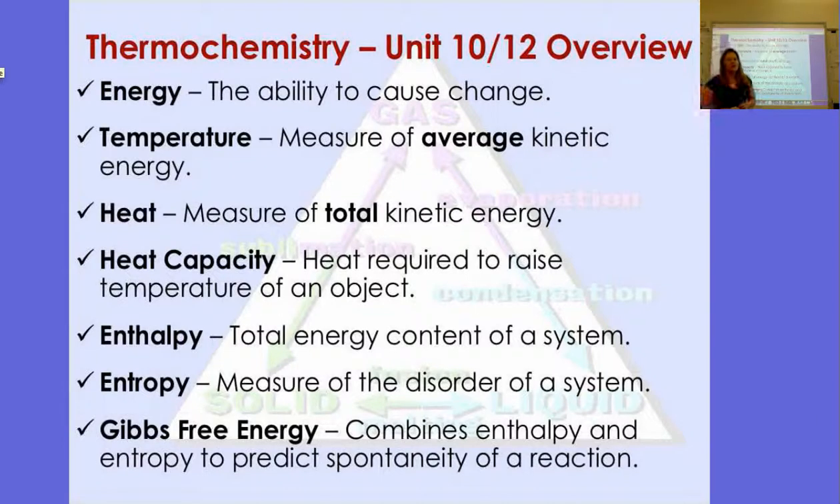So, thermochemistry. Here's our overview. We're going to be talking about energy, which is the ability to cause change. Temperature comes back, which measures average kinetic energy. Heat, slightly different from temperature, measures total kinetic energy. We'll be doing calculations with heat capacity, which is the amount of heat required to raise the temperature of an object. We're also going to be talking about enthalpy and entropy. Enthalpy is the energy content of a system, and entropy measures the disorder level of a system. And then there's something called Gibbs free energy, which allows us to predict if something is going to be spontaneous or not.